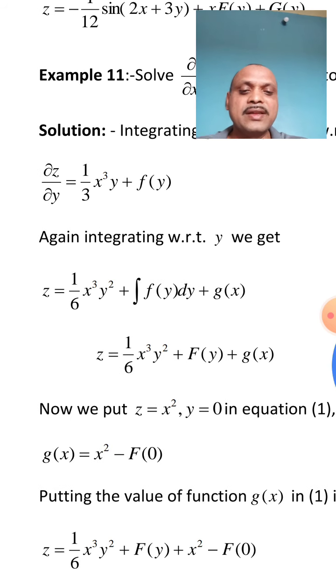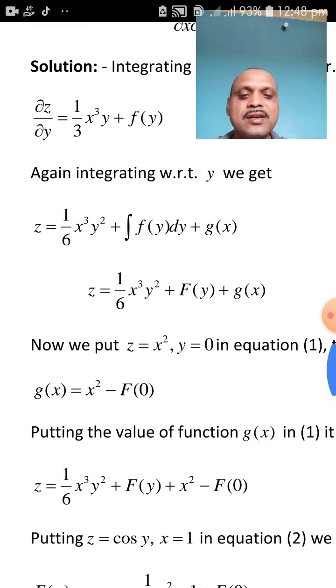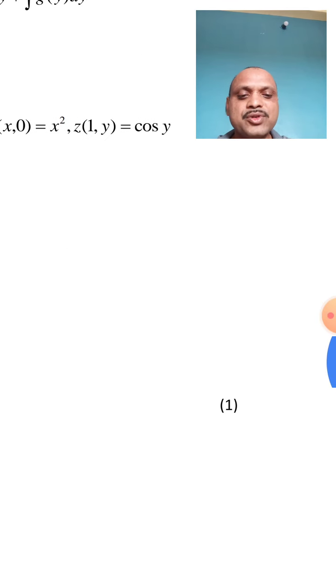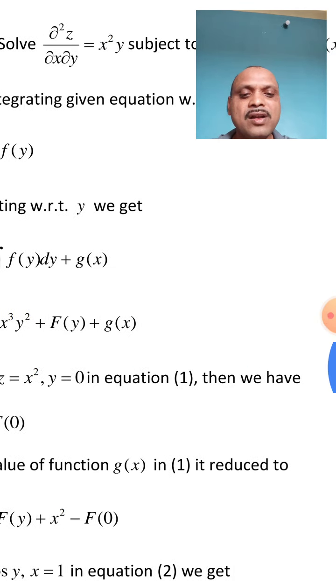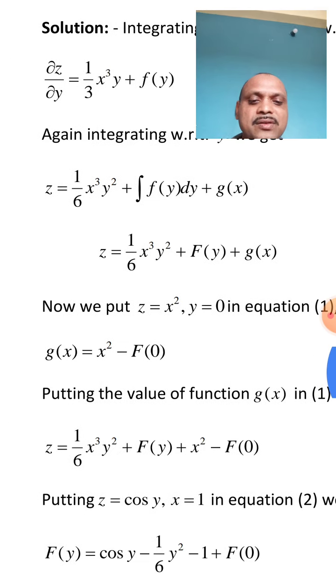Now let us apply the given condition: z equal to x square when y equal to 0. Substitute here z equal to x square. After substitution, we get this value: g of x equal to x square minus f of 0. This is equation 1. Putting this value of g of x in equation number 1 here, we get z equal to 1/6 x cube y square plus f of y plus x square minus f of 0.